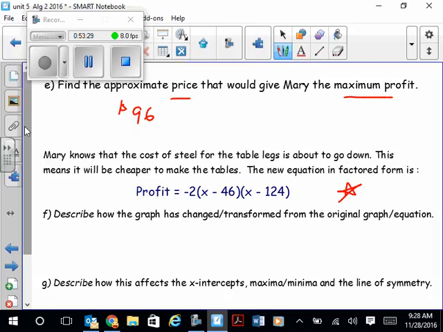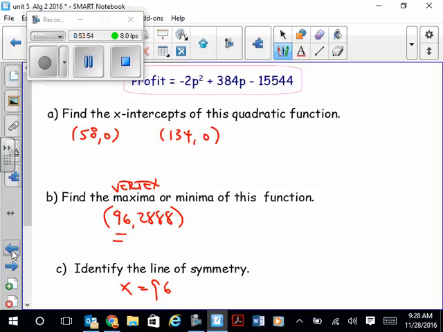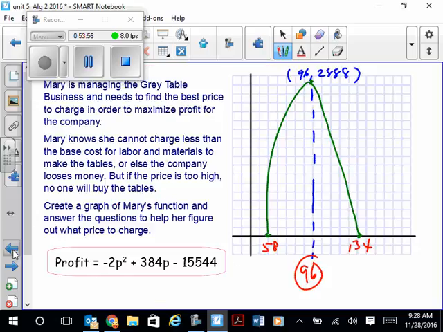Start on this profit question. I'm going to read what it says, and then we'll see if we can answer. It says here, Mary knows that the cost of steel for the table legs is about to go down. I don't know who told Mary that, but she knows it. This means it will be cheaper to make the tables. I mean, she doesn't have to charge as much. Let's see what she does. The new equation is in factor form.